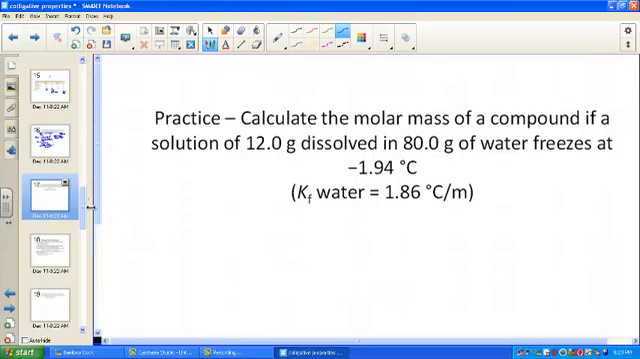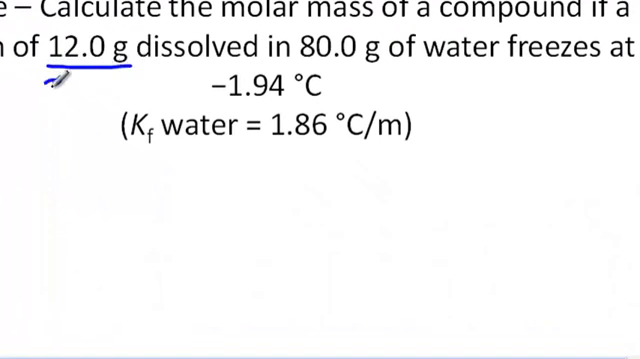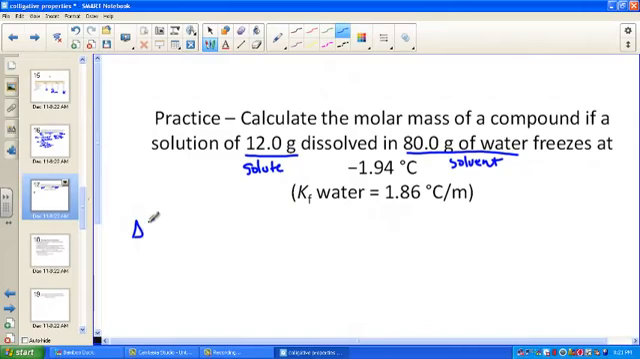Let's look at another. Reading with me, it says, calculate the molar mass of a compound if a solution of 12 grams, this looks like the solute mass, is dissolved in 80 grams of water. This is the solvent information. And it's freezing at negative 1.94 degrees Celsius. Oh, in this problem, they didn't make us look it up. Here's the Kf provided. Well, let's get our bearings, what we know.